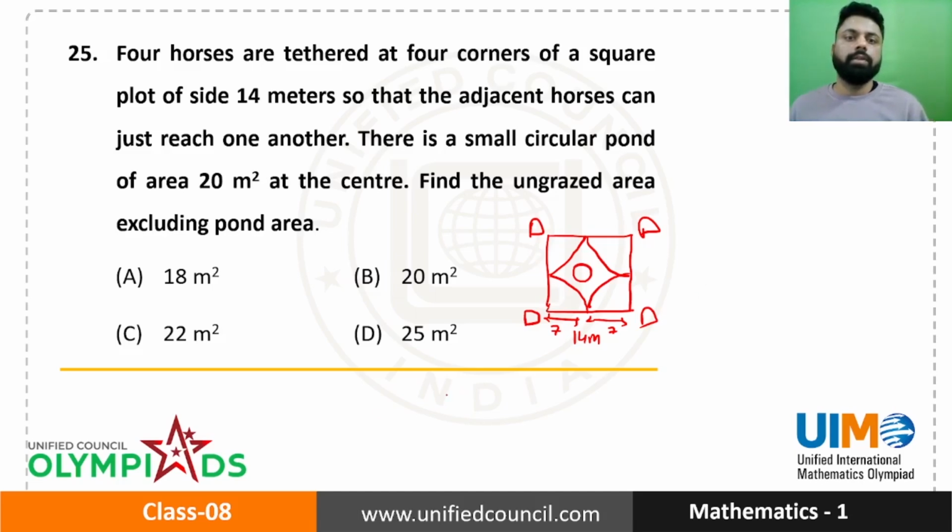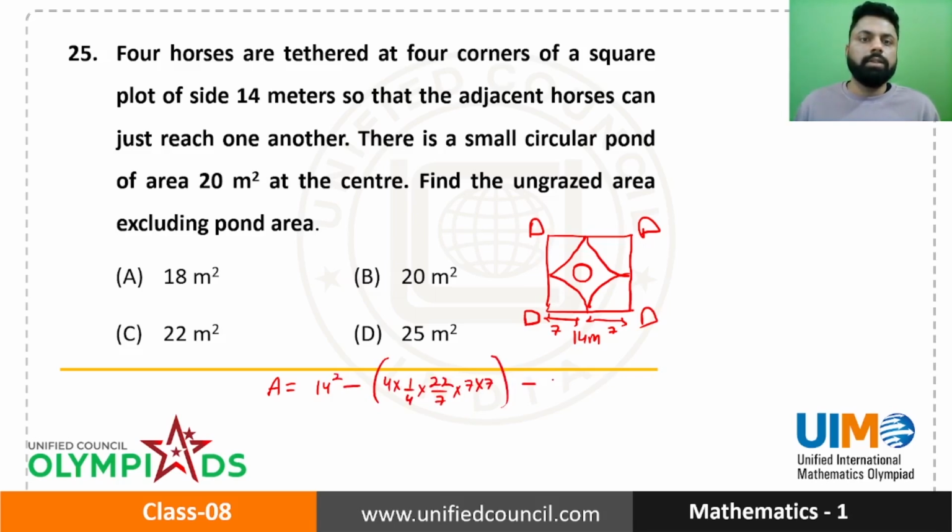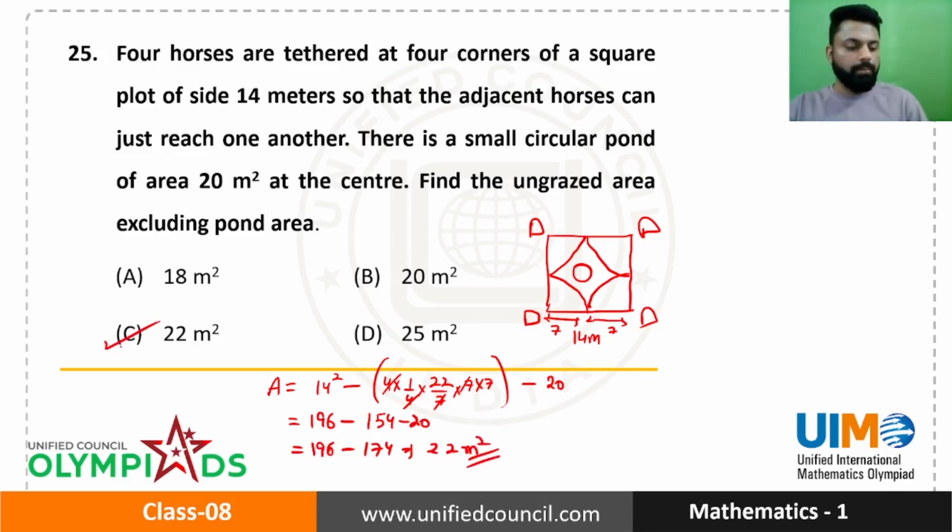Find the ungrazed area of the field, excluding pond area. So area is equal to 14 square minus 4 multiplied by 1 upon 4 multiplied by 22 upon 7 multiplied by 7 into 7 minus 20. 196 minus, this will get cancelled out, this will get cancelled out, 154 minus 20. 196 minus 174, this is 22 meters square. C option is the correct answer.